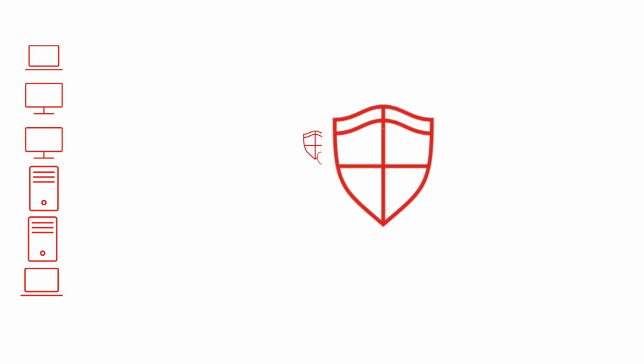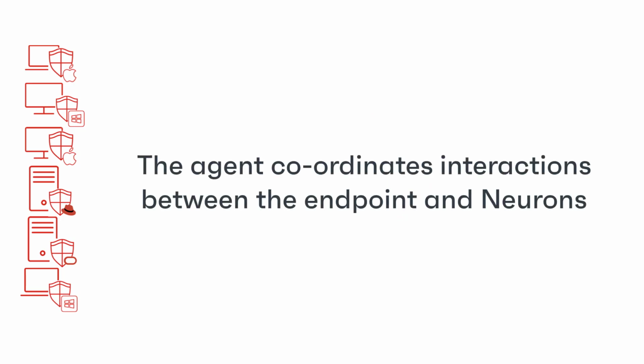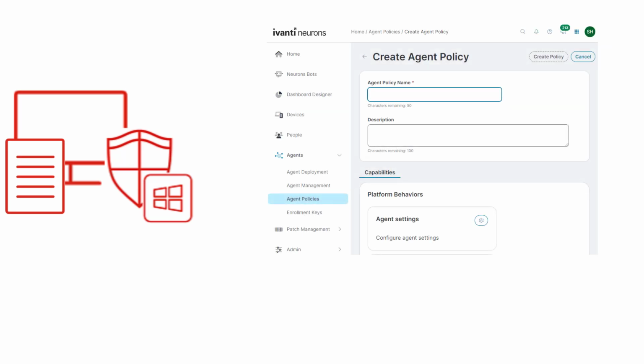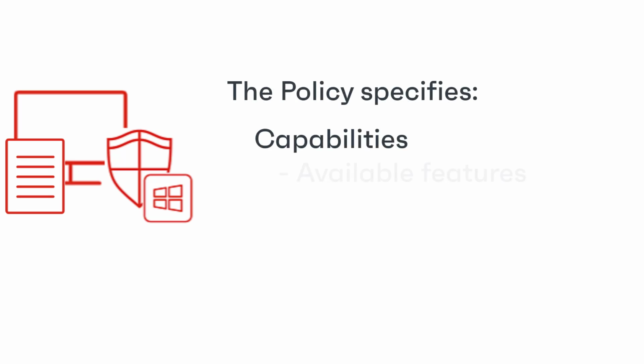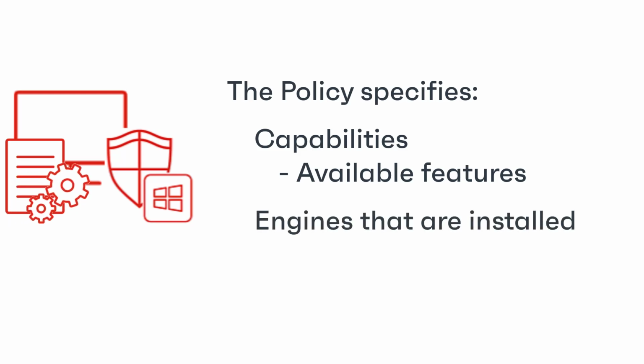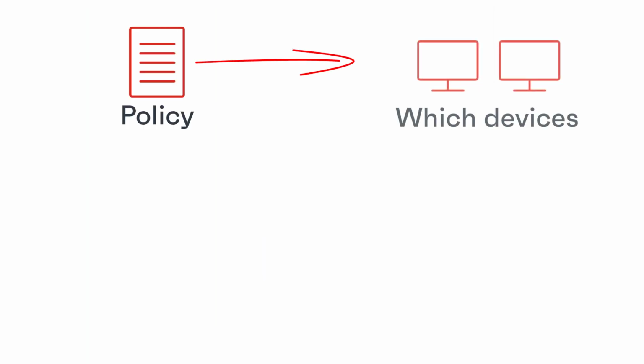Right, let's get started. Each device that you want to patch needs an agent installed on it. There are different agents for each operating system, including for each Linux distro. The agent is a minimal application that coordinates the interactions between the endpoint and Ivanti Neurons. Alongside the agent is a policy, which you configure using the Agent Policies page. The agent policy specifies which capabilities the agent has, that is, which Neurons features the agent can use, and so which engines get installed on the endpoint to provide those features. In effect, this means that the policy defines which devices can be patched.